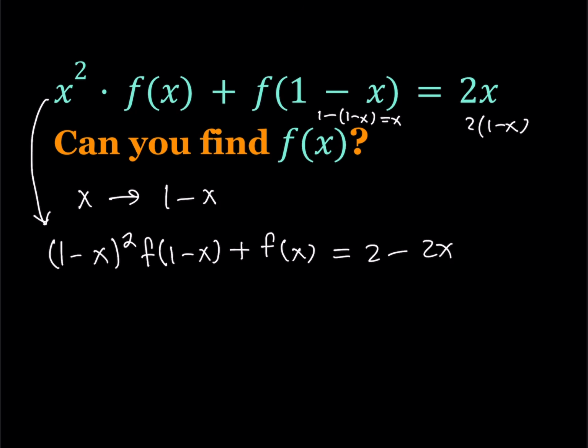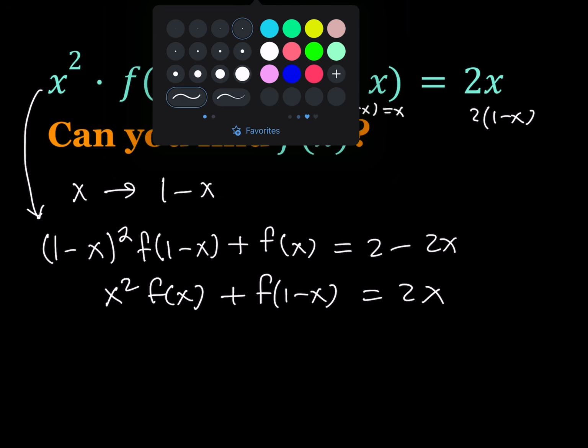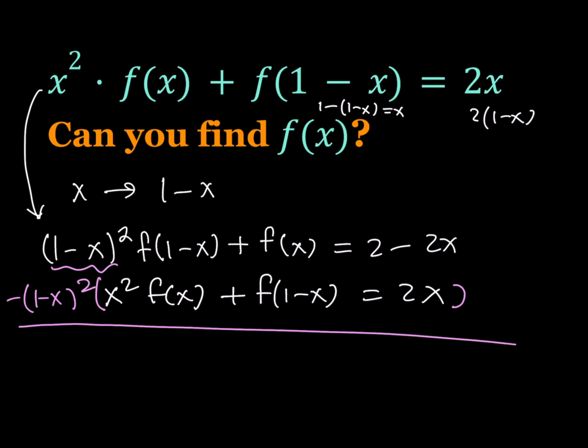Great. So what I can do is I can just copy this first one, the original equation here, x squared times f of x plus f of 1 minus x equals 2x. Now my goal is to find f of x, so why don't we just eliminate what we don't want? In this case, it will be f of 1 minus x. So I'll multiply both sides of the second equation by the opposite of this expression right here, which is the negative of 1 minus x quantity squared. And that should give me a nicer equation. So let's go ahead and multiply both sides by that and see what we get from here.